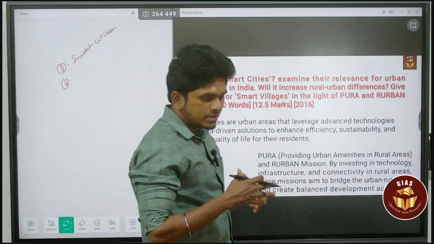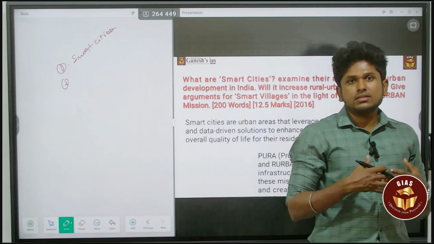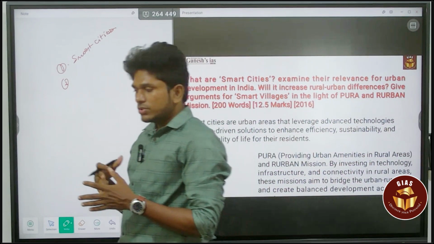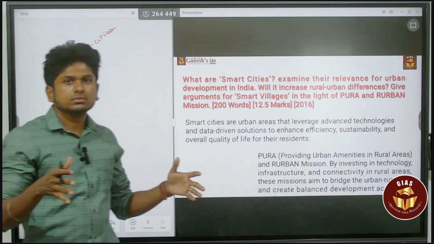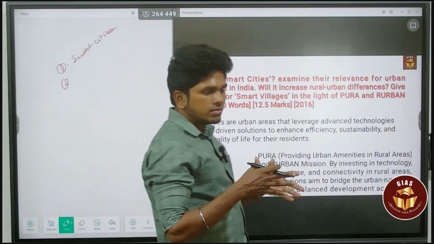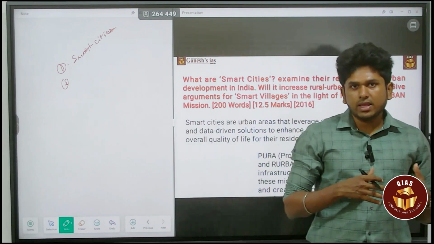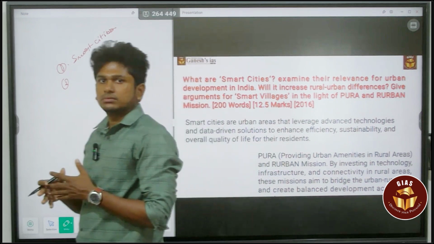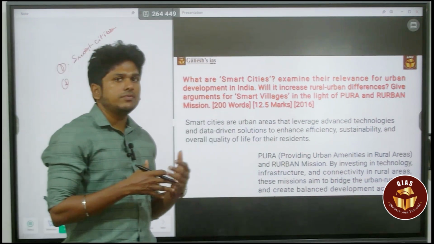Major cities now have metro trains, and they are also increasing suburban trains and expanding the roads. That is what a smart city will do, and they will also use AI or ICT to overcome the traffic issue. These are the certain things a smart city will follow.